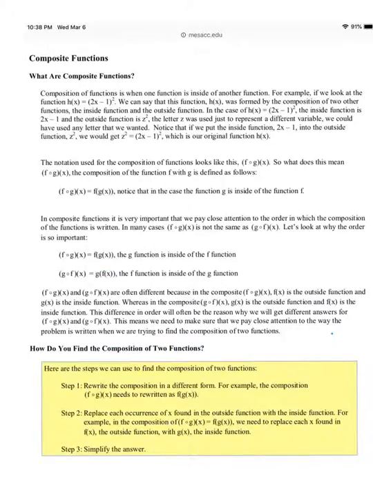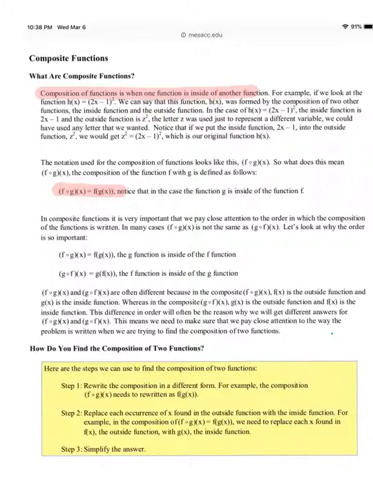This slide I've put on here just to give you a little bit of insight on composite functions. Compositions of functions is when one function is inside of another function. One thing that is important on this slide, and you can read over and pause the video, is that if the notation looks like this, those 2 pieces of notation are equivalent.